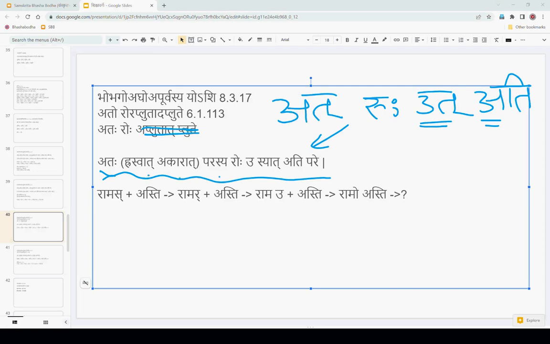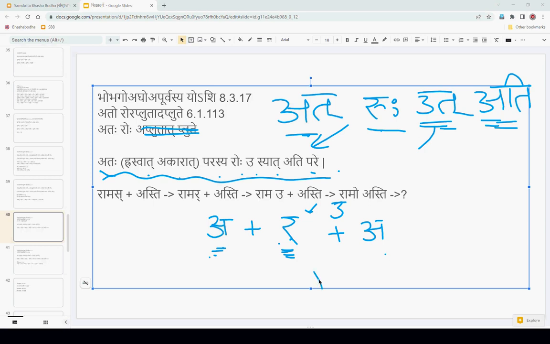And now what we are saying: ataha hrasvat akarat parasya roho u syat ati pare. That means we are talking about refa, and in its place ukaradesha bhavati. That is the simple meaning. Ruhu and ut are the two important main words in this sutram. Ruhu ut means refasya sthane ukaradesha bhavati. What kind of refa? It should be preceded by hrasva a only, not dirgha a. At means hrasva. So before refa there should be a. And then ati, which is saptami vibhakti: refa should be followed by hrasva a. That means on both sides of refa there should be a. This is the condition. In this condition, refasya sthane u adesha bhavati.